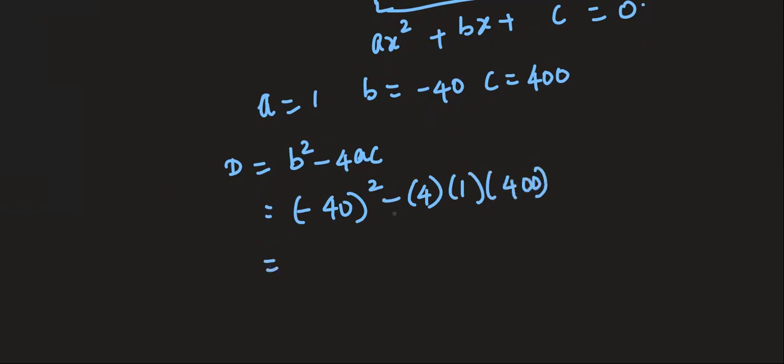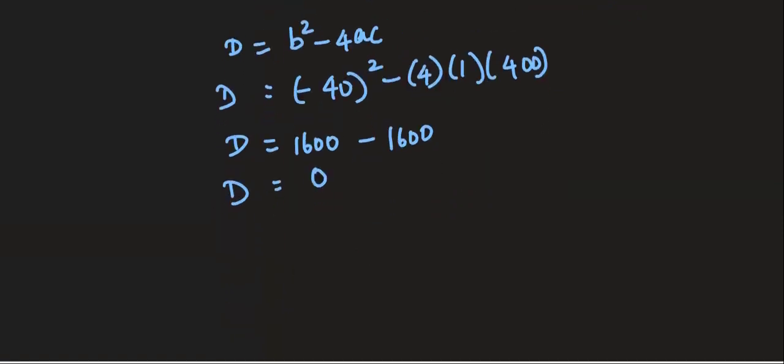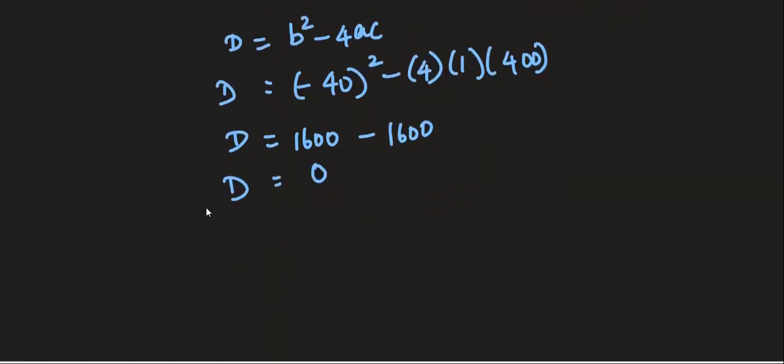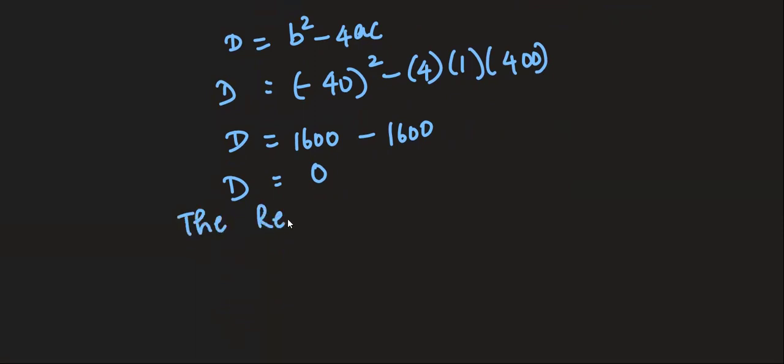So minus 40 the whole square will become positive 1,600 minus 4 into 1 will become 4. Again 4 into 400 will become 1,600. So D value will be 1,600 minus 1,600. So D value will become 0. So if D value is 0, what will be the nature of the roots? Since D value is equal to 0, the roots will be real and equal.